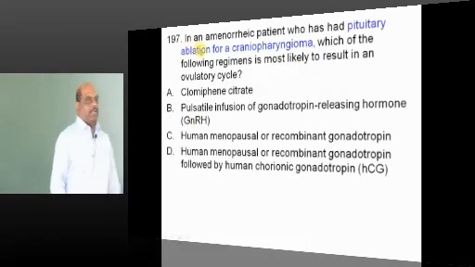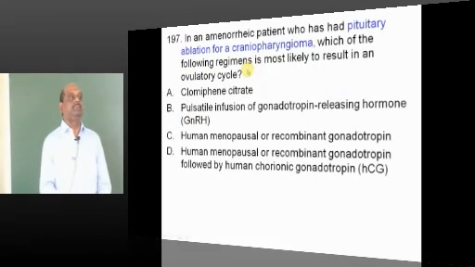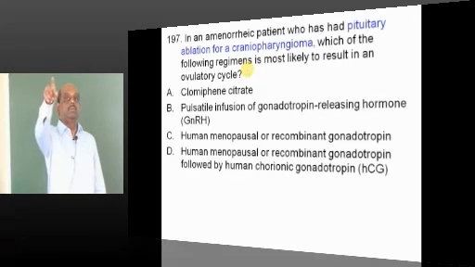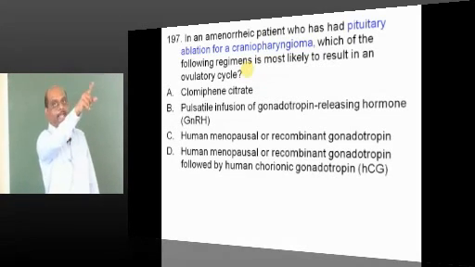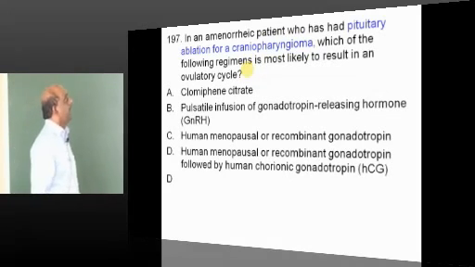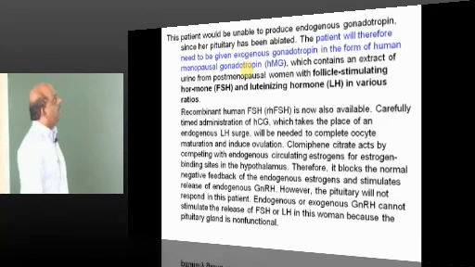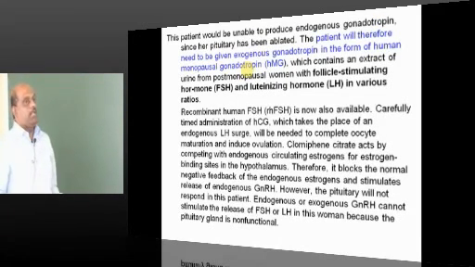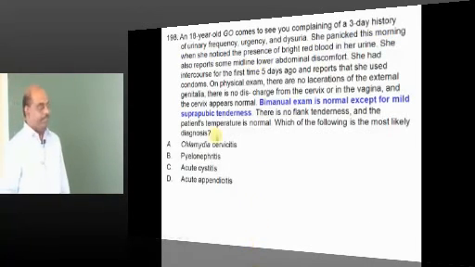Amenorrheic patient has pituitary ablation. What is the regimen? D. That's right. She lost the ability to produce endogenous gonadotropins because the pituitary got ablated. That's the reason we need to give them exogenously. That's the idea.